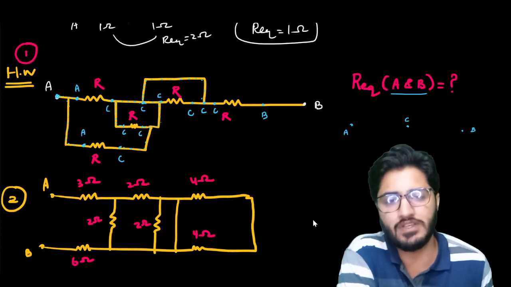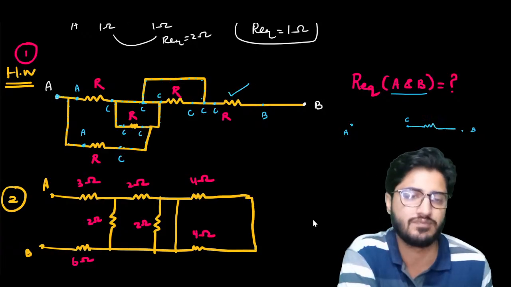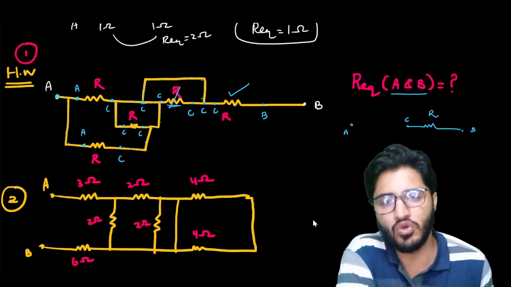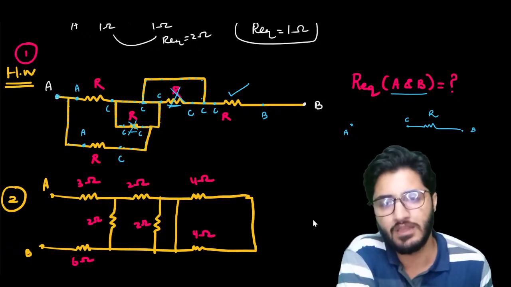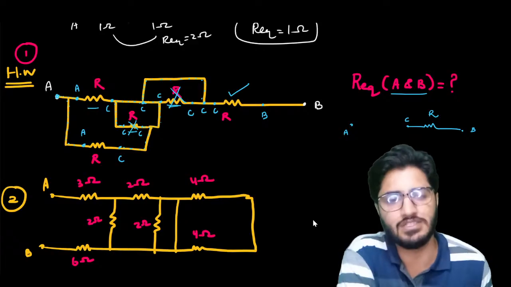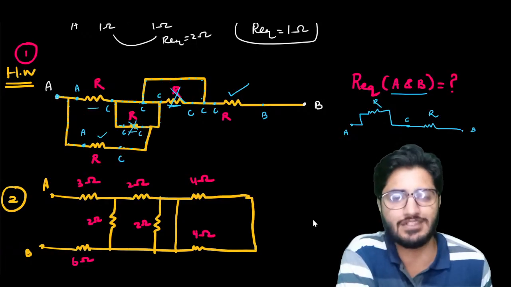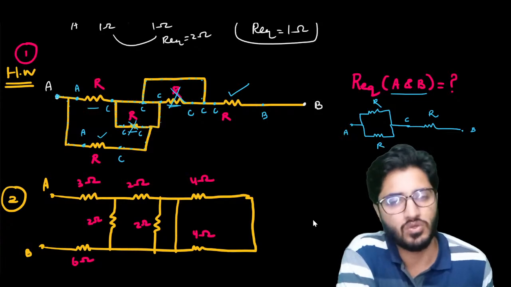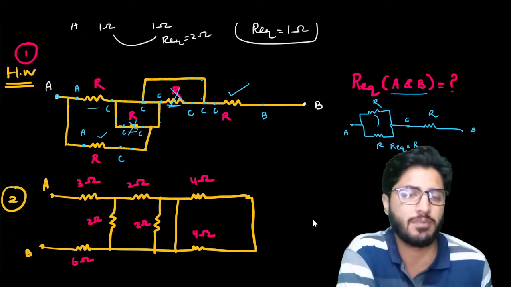This one is between B and C, so I will write between B and C with resistance R. This one is between C and C, so no use. This one is between C and C, no use. Okay. So we have this one between A and C, and this one is also between A and C. So these two are in parallel.